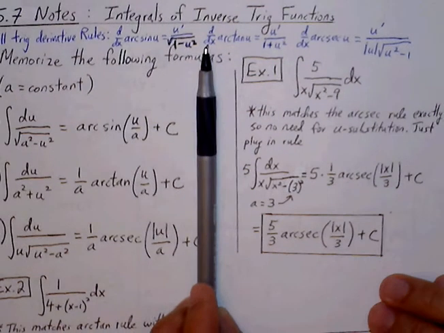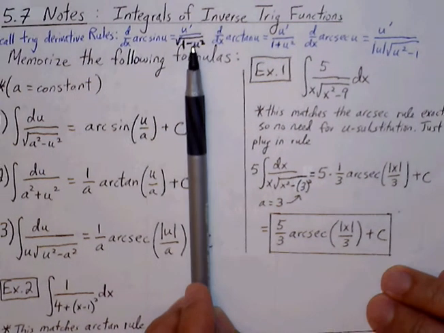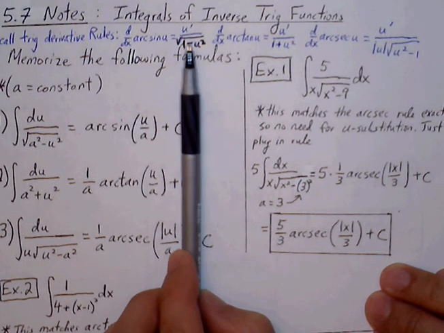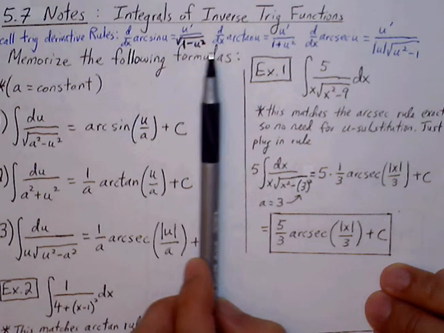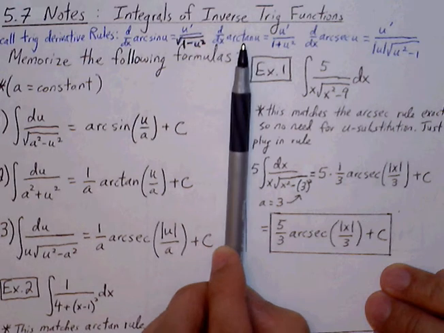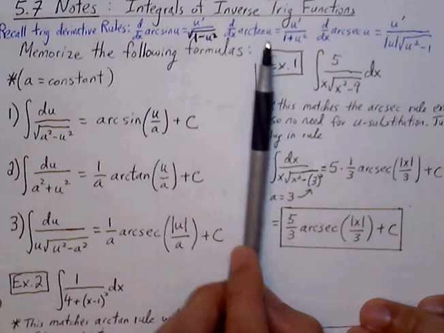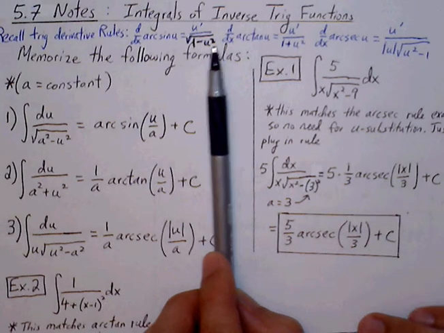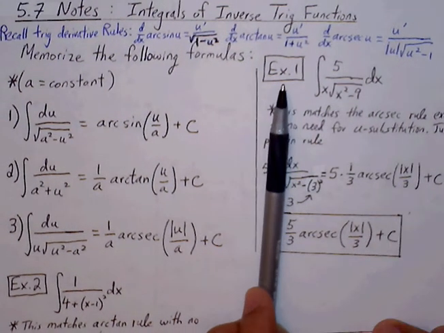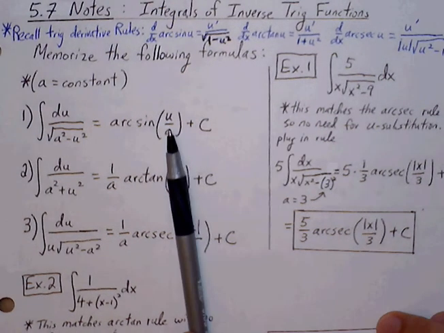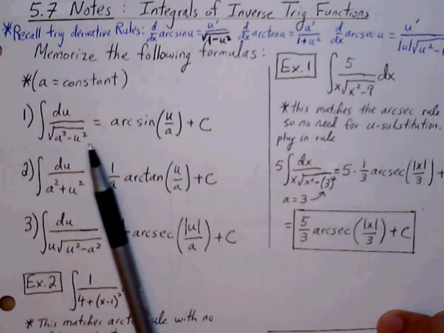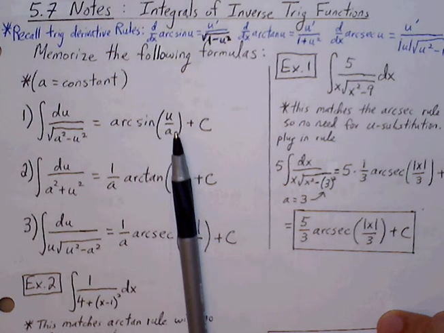Okay. And if you can remember these rules, then it should help in knowing that your integral rules are basically just going to be going the opposite direction from these derivative rules back to the original function. With some exceptions, with the constant being changed a little bit, but we're going to see some similar patterns. So the first rule is du over square root of a squared minus u squared is equal to arcsine of u over a plus c.